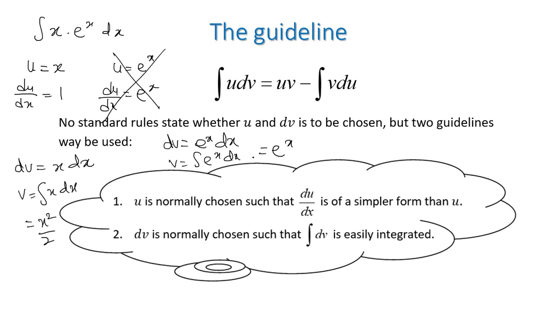So compared to x and the exponent, which one is easier to integrate? That will be this one. Why? Because you get the exponential back. So this is not a suitable choice to let your dv equal to x. Okay, so this is only a guideline.